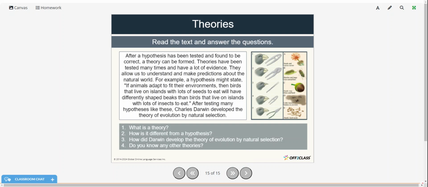So, what is a theory? How is it different from a hypothesis? How did Darwin develop the theory of evolution by natural selection? And do you know of any other theories? So, take a few moments, think about those, and then you can restart when you're ready to check your answers.